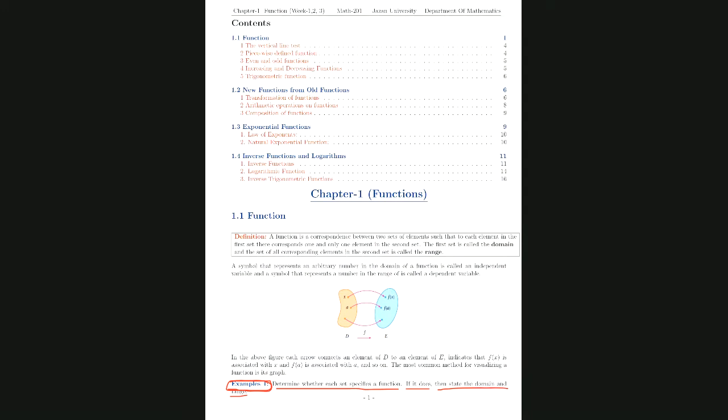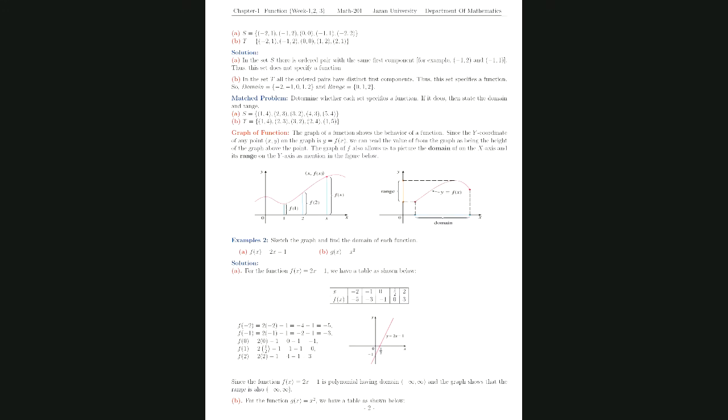Okay. First you check whether the given set is a function or not. If the given set is a function, then write the domain and range. If the given set is not a function, then no need. If not a function, then no domain, no range. Okay. If a function, then domain and range. So now come to the example.